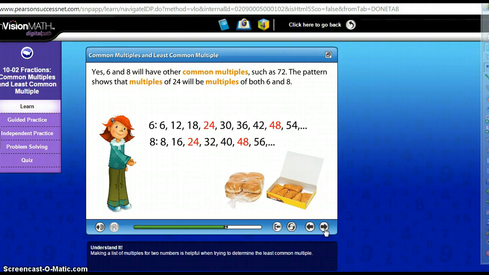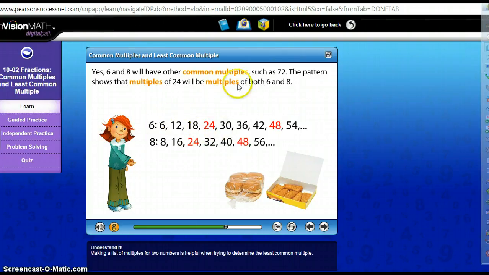The pattern shows that multiples of 24 will be multiples of both 6 and 8. Because 6 and 8 both go into 24, any number that is a multiple of 24, like 48, because 24 times 2 equals 48, is also going to be a multiple of 6 and 8. So just like 24 times 3 equals 72, 72 is also a multiple of 6 and 8.